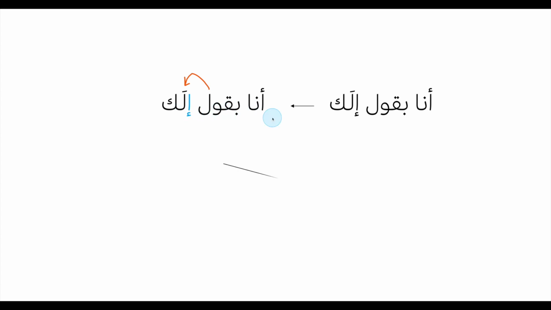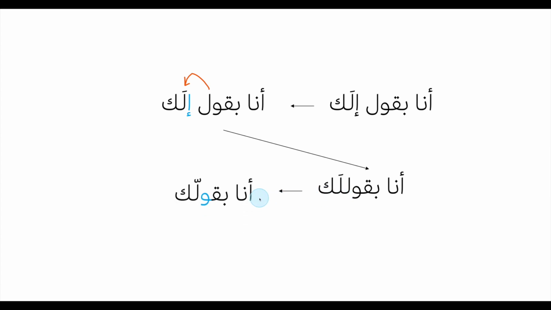And it ended up looking like this. أنا بقول لك. Which looks a little bit silly, because in Arabic we do have a grammar rule. It says if you've got two letters of the same kind, you write it once and then you write a shadda on the top.